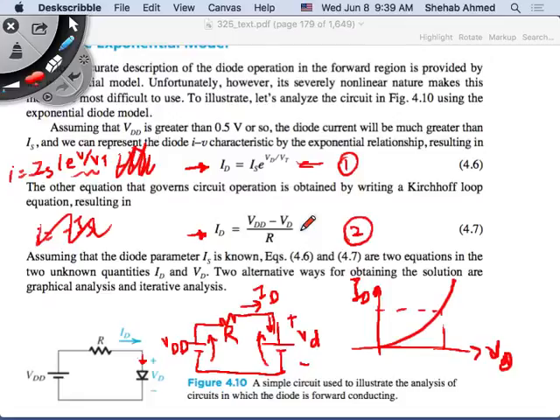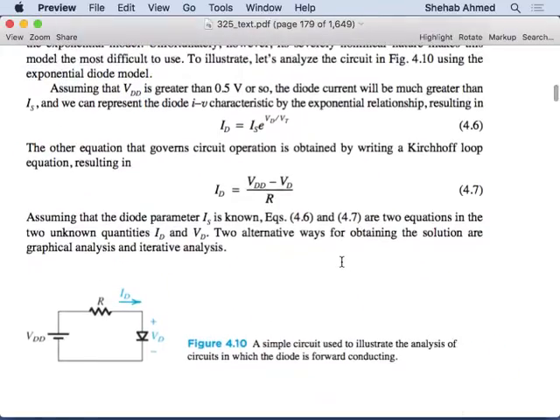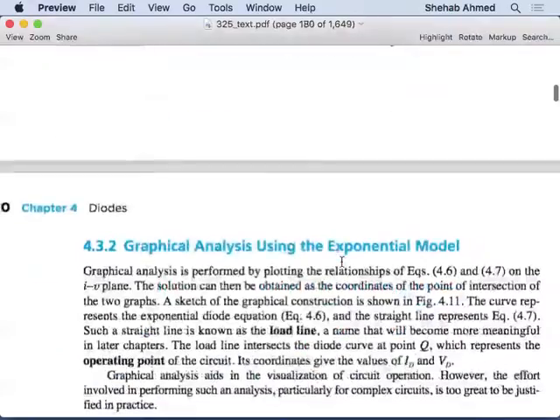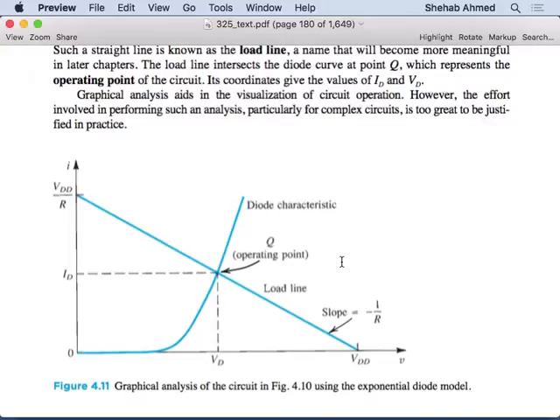So you either use iterative methods, or you do it graphically. These are two ways to solve nonlinear equations. There's an example of how to do it graphically, and then there's an example of how to do it iteratively. Let's look at how to do it graphically first, because it helps us understand what's happening here.